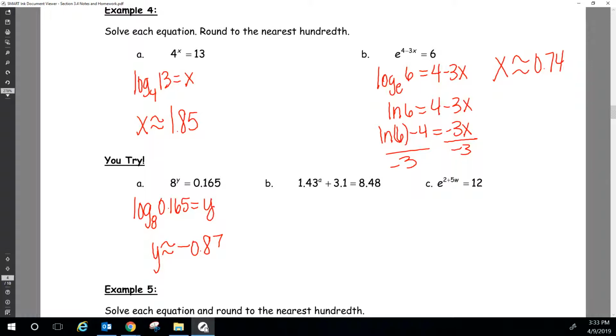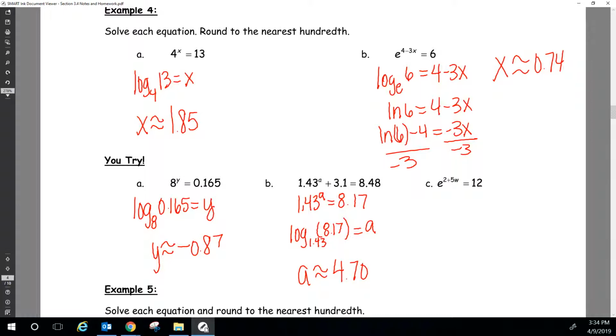For b, before I put this into logarithmic form, I need to take the guy that doesn't have an exponent and move it over. So this 1.43 to the A is equal to 8.48 minus 3.1 would be 8.17. All right, and then log base 1.43, the base of the exponent is the base of the log, of 8.17 is equal to A. So what you're putting in your calculator is log base 1.43 of 8.17, and it should spit out 4.70 to you.